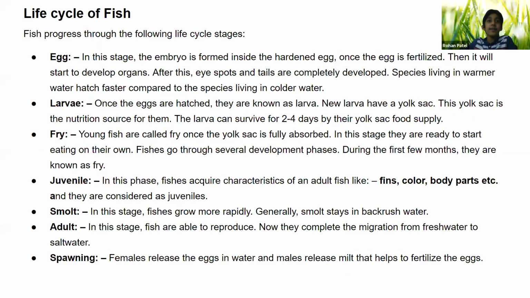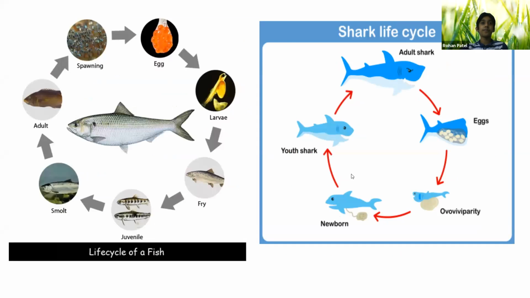The main things are that the egg, when living in warmer water, hatches faster. Our fry, our young fish, are called fry when the yolk sac is fully absorbed. We have our smolt, which is where fish grow rapidly. And then we have spawning, where females release the eggs in water.